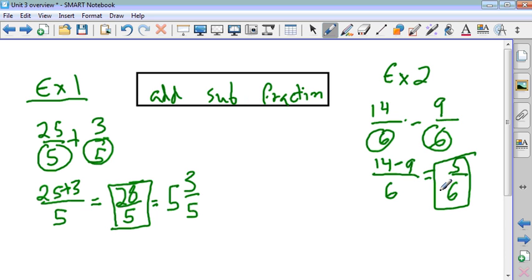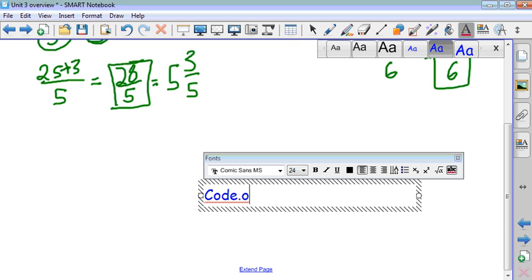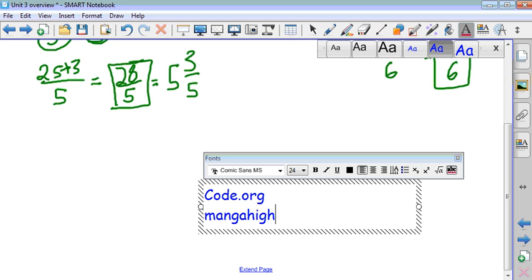This ends the video. And right now, you should probably have about 10 minutes left in class. Please use this last 10 minutes to finish up the worksheet. If you're done with the worksheet, please activate your laptops and be on the following 2 websites. You can be on code.org or mangahigh.com.